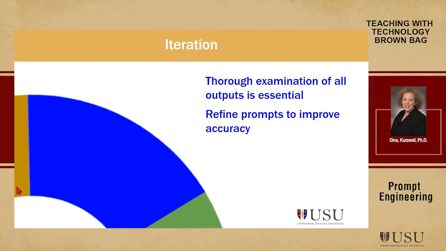And then lastly is this idea of iteration. Just like when you're brainstorming with somebody, you go back and forth and you need to think about refining what you're asking, refining what it's giving you, and refining that output. So refining prompts based on the responses helps improve accuracy. It also gives you something to react to.